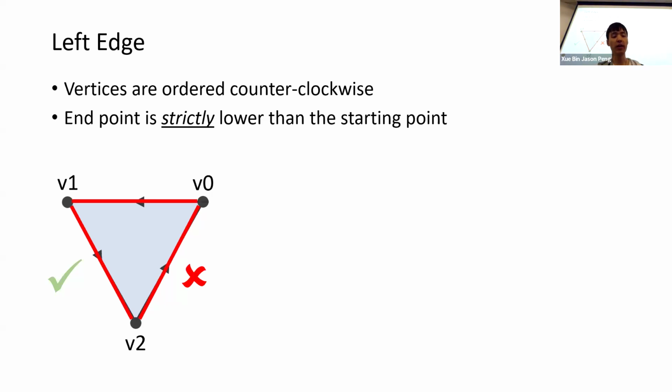Next, let's look at the edge connecting V0 to V1. V0 and V1 have the exact same height. And the condition says that the endpoint has to be strictly lower than the starting point. In this case, because both vertices have the same height, they do not satisfy this condition. So this doesn't count as a left edge.